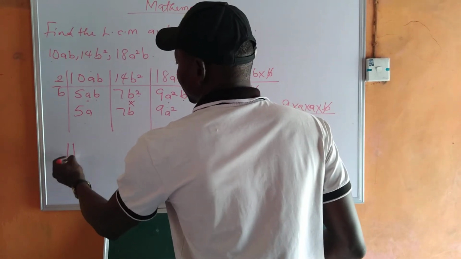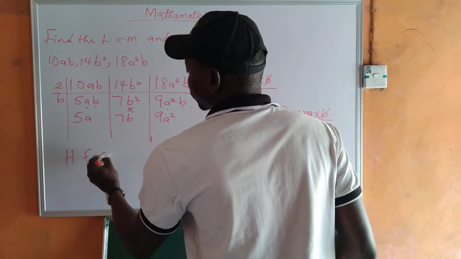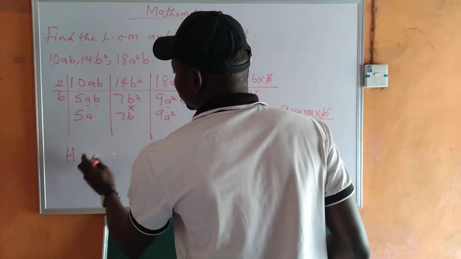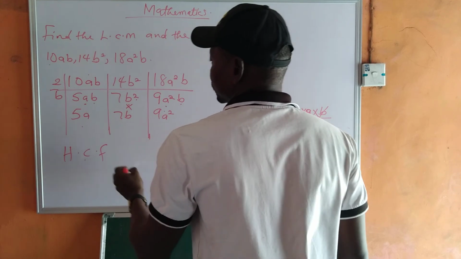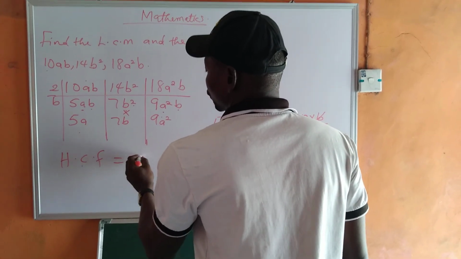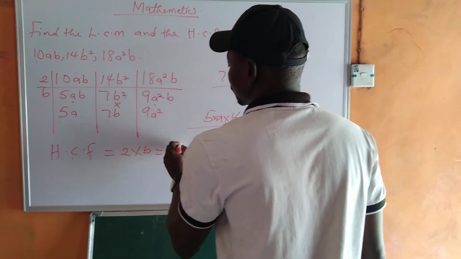So our H.C.F will be equal to 2 times b, which is equal to 2b.